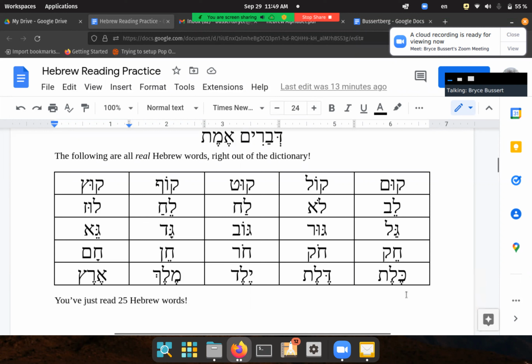Okay, these are called segolate nouns. They have 2 segols, just like that. And anytime you see a word that has this sort of pattern, even if you don't know what it means, you'll know that it's a noun. All right, so there you are. Congratulations, you've just read 25 real Hebrew words. We'll sign off for now and start again in a minute.